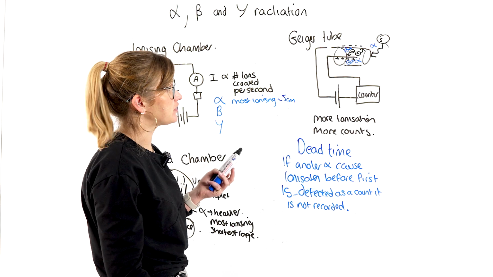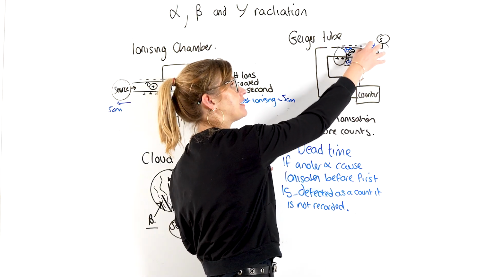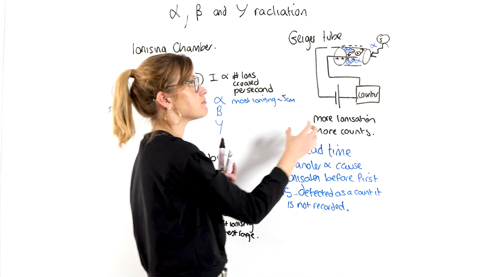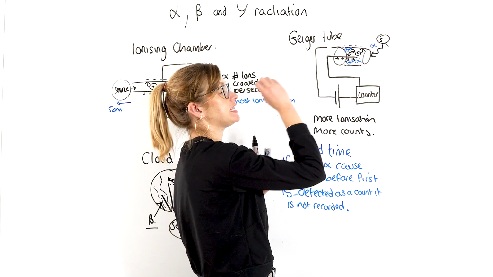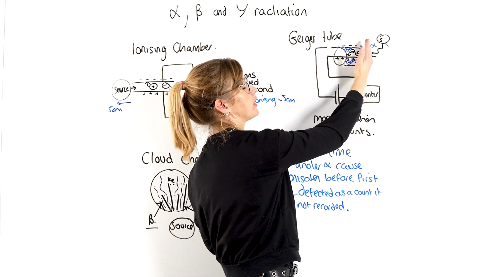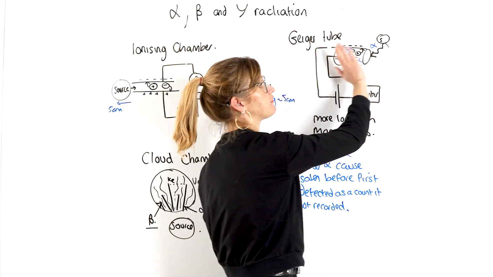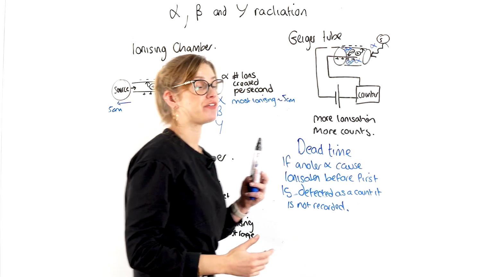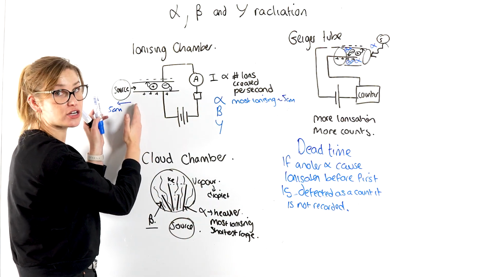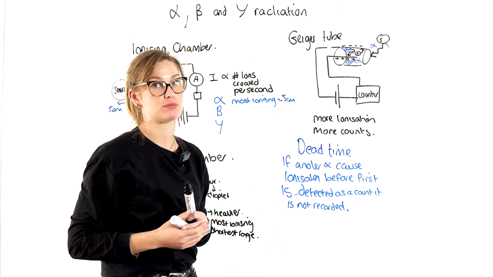Okay. Another thing to be aware of is, again, that we know that alpha is going to cause the most ionization, the most number of counts, then beta, then gamma. But again, we always have to be aware of how far away that source is from our Geiger tube. Because if our source is really far away from the Geiger tube and alpha only has a range of 5 centimeters in the air, none of it's going to get recorded, even though it's the most ionizing.